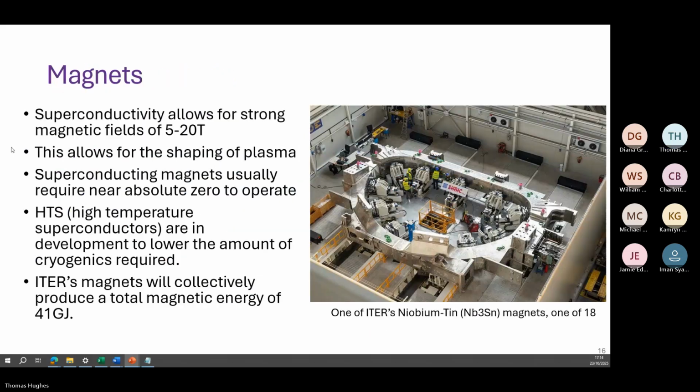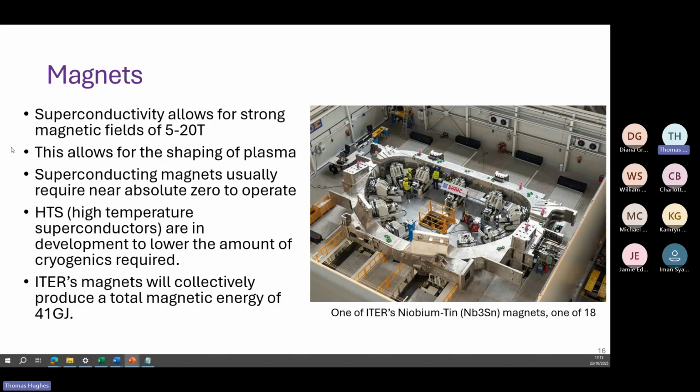So one of our big three that we're going to talk about, magnets. And don't worry, we are going to cover both magnets and breeder blankets in their own individual lectures. So superconductivity, we need superconductive magnets to actually create the force required. Between 5 and 20 Tesla is a ballpark for a lot of these, which allows for the shaping of the plasma. That's an example of one of ITER's 18 toroidal magnets.